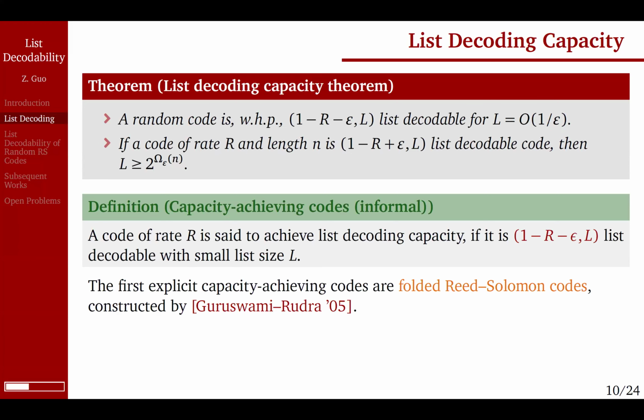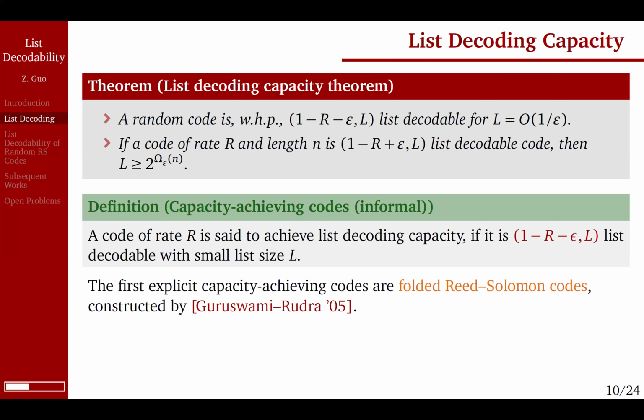The first such code is called the family of folded Reed-Solomon codes, which is a variant of Reed-Solomon. We take a parameter s and combine s symbols into one symbol. The code becomes nonlinear over the original field. This was constructed by Guruswami and Rudra.